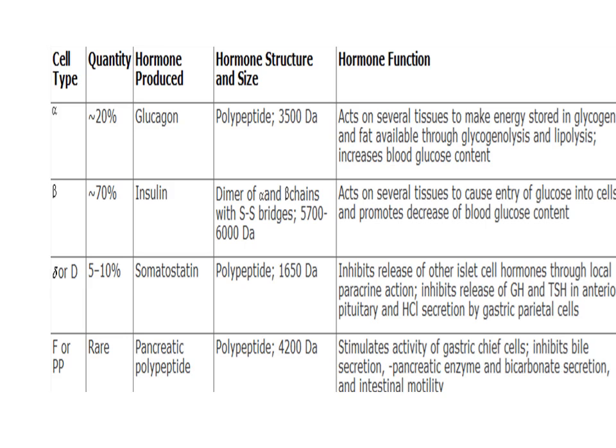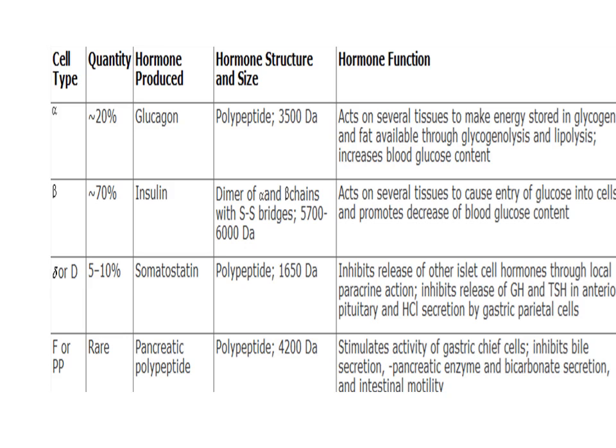Just to recapitulate, 20% of the cells present are the alpha cells. Mostly the cells are the beta cells, which control the glucose metabolism, that is, insulin is secreted by the beta cells. Delta cells are about 5 to 10% and secrete somatostatin. PP cells secrete pancreatic polypeptide.